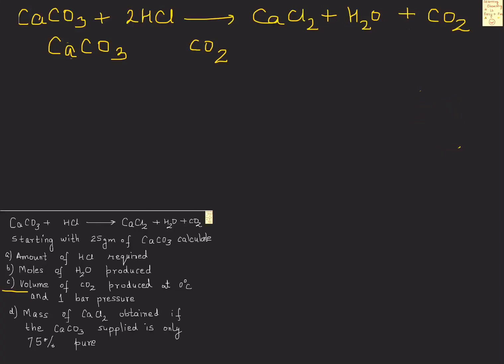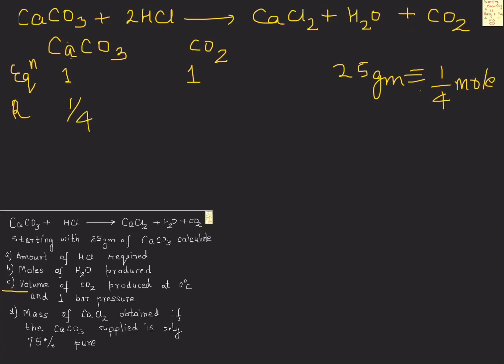So, what we've got over here? We've got 1 mole of calcium carbonate and 1 mole of carbon dioxide. So, 1 mole of this is giving us 1 mole of this according to the equation. Now, according to the question, we've already calculated 25 grams of calcium carbonate is equal to 1 by 4 mole of calcium carbonate, right? So, 1 by 4 mole of calcium carbonate will give you how many carbon dioxide? Perfect, 1 by 4 mole. Now, how to convert this mole into volume? Yes, the molar volume, using the concept of molar volume.